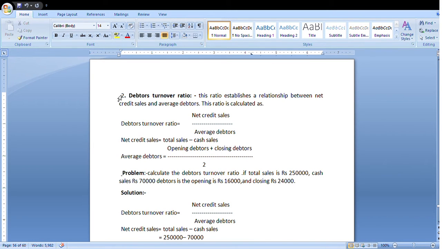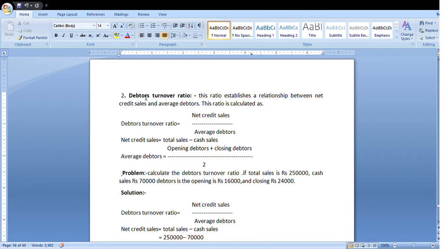Today's class lecture topic is problems in ratio analysis. In the previous class we learned the turnover or activity ratios. One of them is the stock turnover ratio. In this class we will learn the debtors turnover ratio. What is debtors turnover ratio? This ratio establishes a relationship between net credit sales and average debtors.